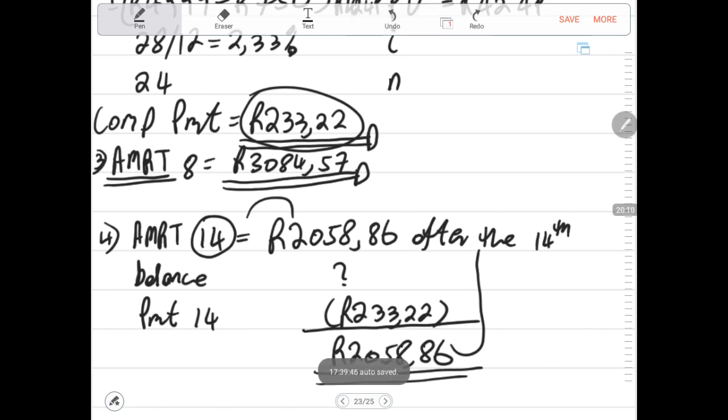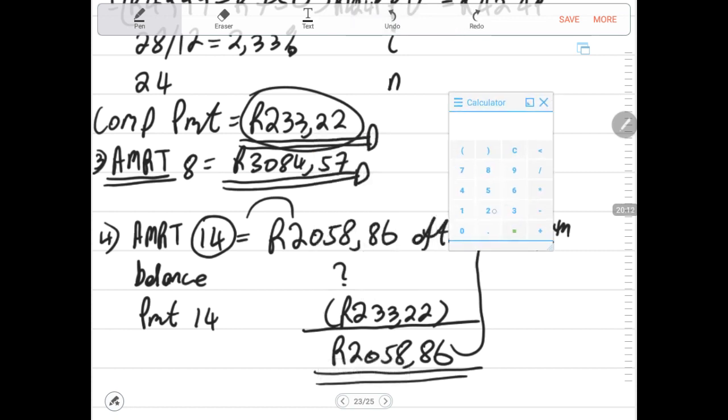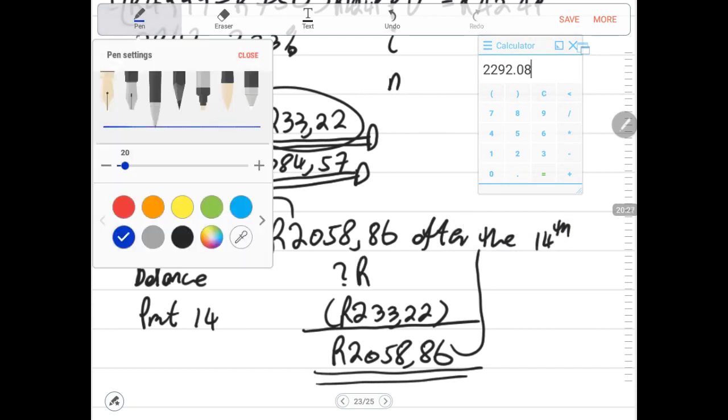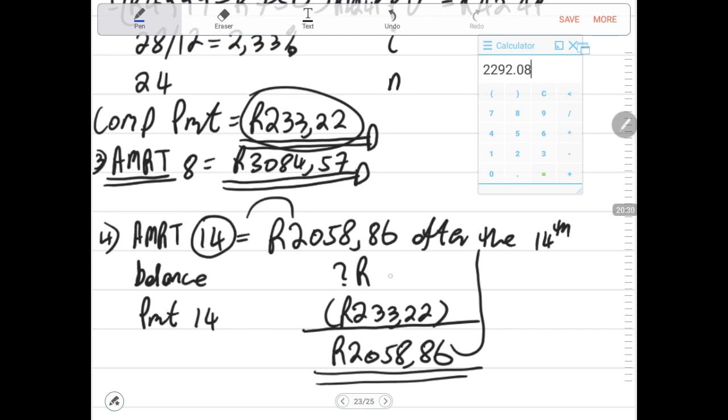So now we can use our manual calculator, and we say 2058 rand 86 cents plus 233.22. This will give us the balance before the 14th payment was made, and the balance before the 14th payment was made is 2,292 rand 08 cents. In other words, this was the balance before the 14th payment was made. Then after we said minus the 14th payment, it gave us the balance after the 14th payment was made.